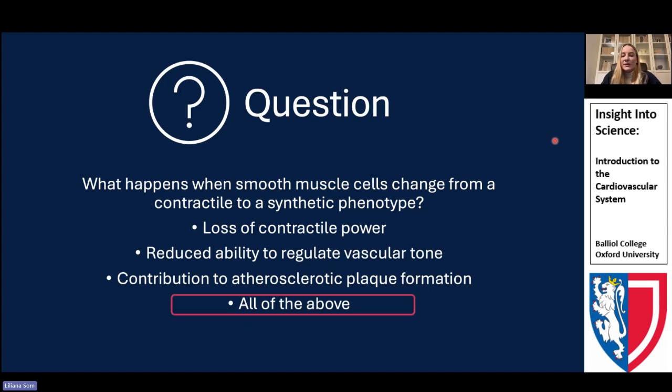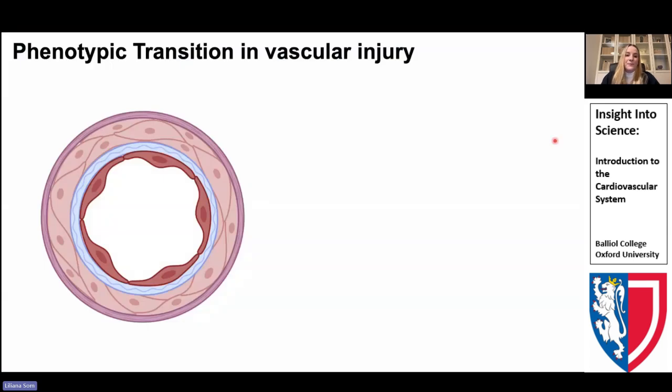The cells do lose their contractile power, and therefore they don't have the ability to regulate the vascular tone to the same effect they did before. And they also contribute to the formation of atherosclerotic plaque in the arteries. So why does this happen?